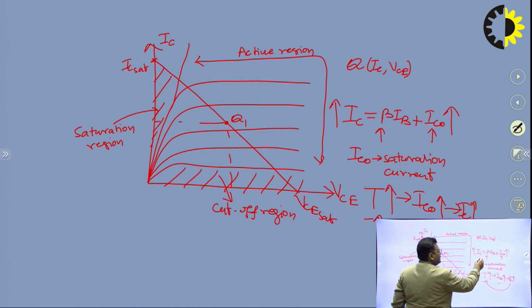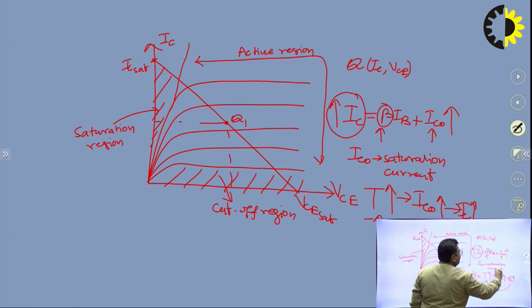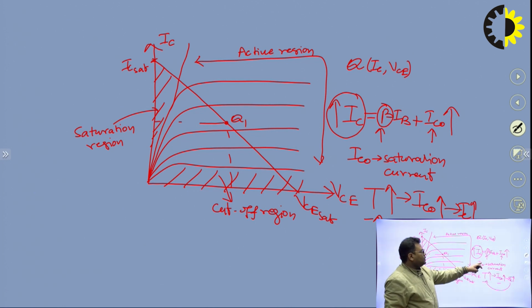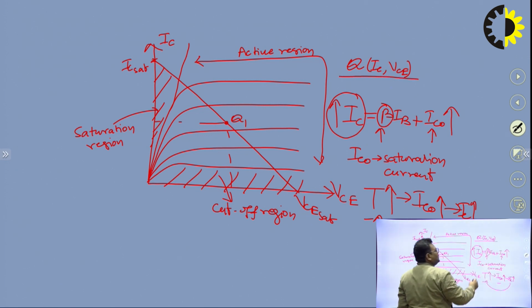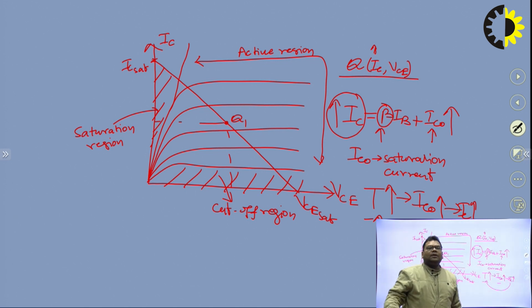So one factor is that IC is continuously changing due to temperature. Second factor is this beta, because we cannot have identical transistors which have the same beta. So due to beta also IC will change. The Q point depends on IC and VCE, and if IC is continuously changing, then this Q point cannot be stable. It will vary, either towards the saturation region or towards the cutoff region, and in the saturation or cutoff region, the output signal will get distorted.